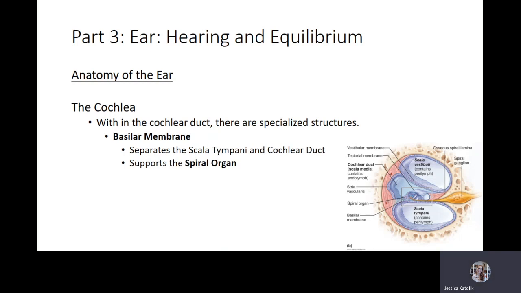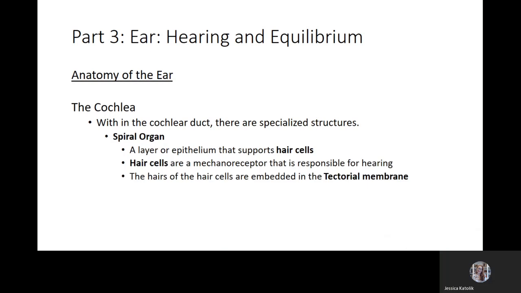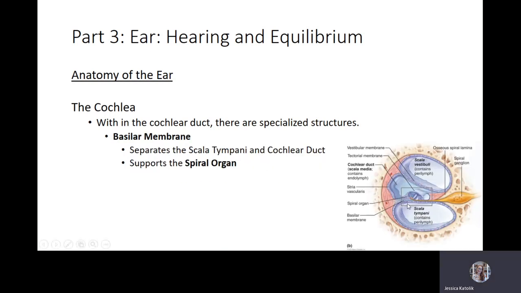The membrane that is very important is the basilar membrane. The basilar membrane is found at the base over here, and it's going to be closer to the scala tympani. And the basilar membrane is important because it will have a special structure called the spiral organ attached to it.